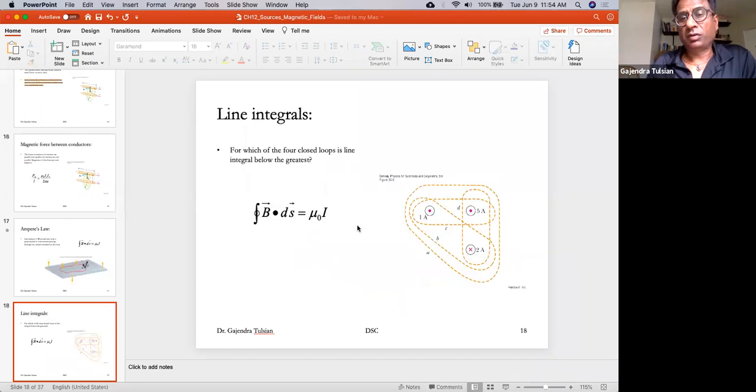So for instance, if you do this line integral along the outer curve, and you go in this sense, this current is going into the sheet and these currents are coming out of the sheet. Those will be positive currents and that's a negative current. So the net current is 6 minus 2, 4 amps. The value of this line integral along this curve would be mu naught times 4 amps.